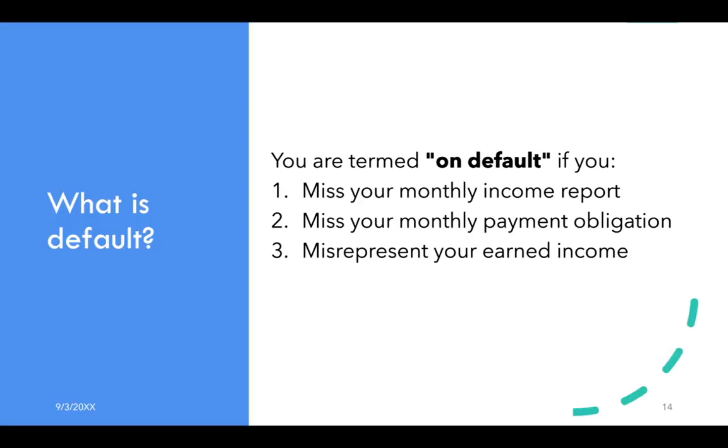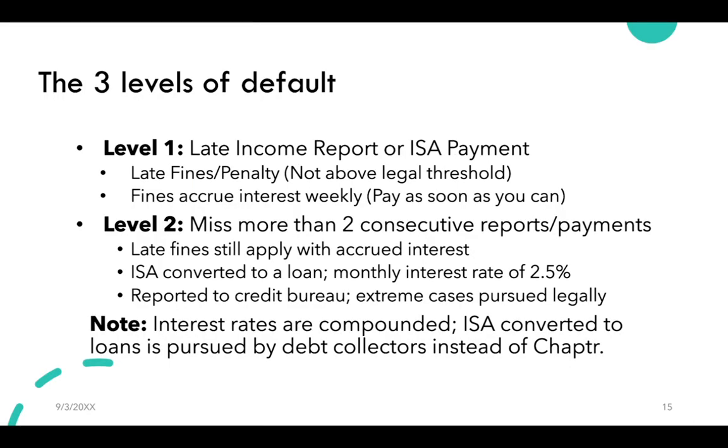Now, let's talk about the elephant in the room, and that's default. You're termed in default if you miss your monthly income report, you miss your monthly payment obligations, or you misrepresent your earned income. Now, let's get into deeper details on this. We have three levels of defaults in total. Level one is if you're late on your income report or ISA payments. Here, you will just have a late fine or penalty, and this will never be above the legal threshold. Consult your contract to understand the exact penalty because it's different from country to country. At the same time, it's worth noting that these fines accrue interest on a weekly basis, so you're highly advised to pay it as soon as you can.